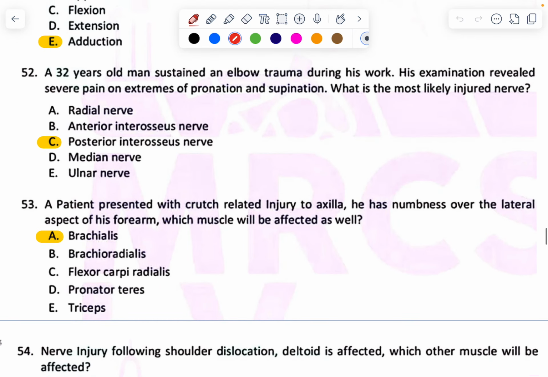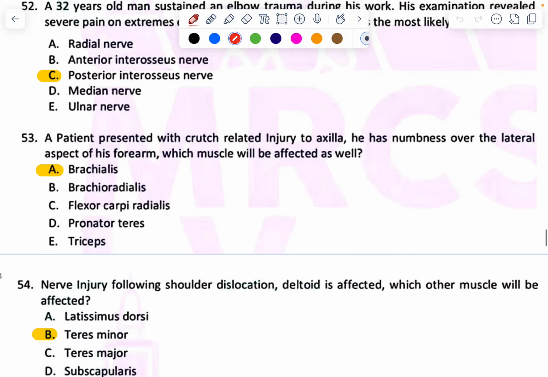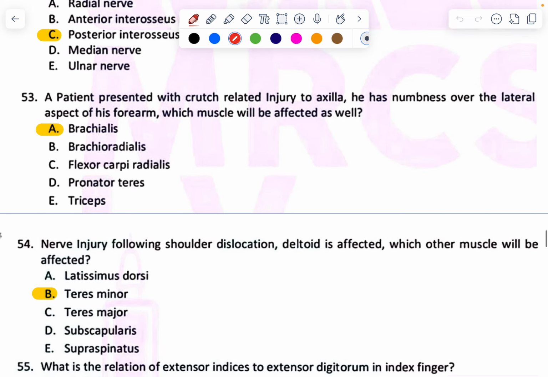Nerve injury following shoulder dislocation. The deltoid is affected. Which other muscle will be affected? Shoulder dislocation, deltoid, so axillary nerve, teres major, teres minor. Yes, teres minor.